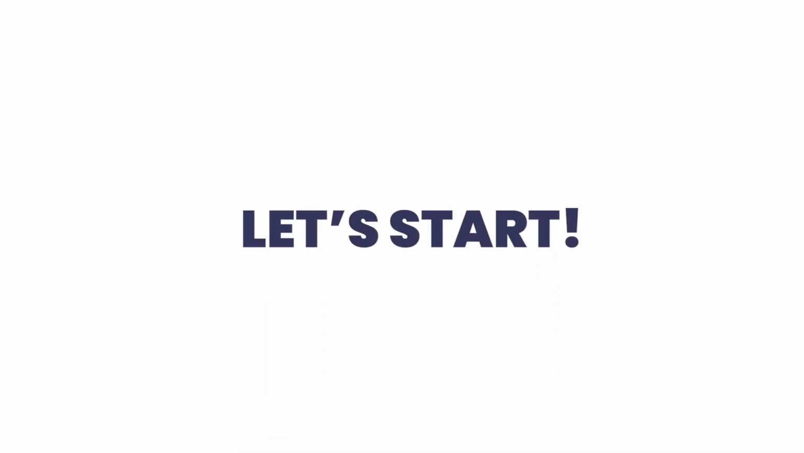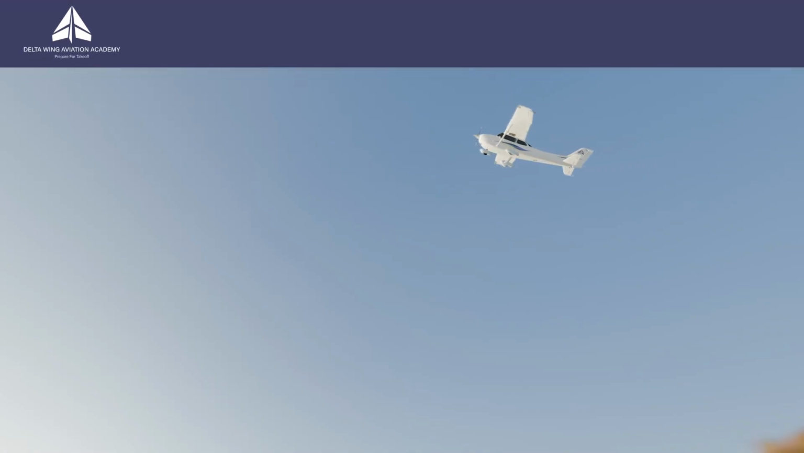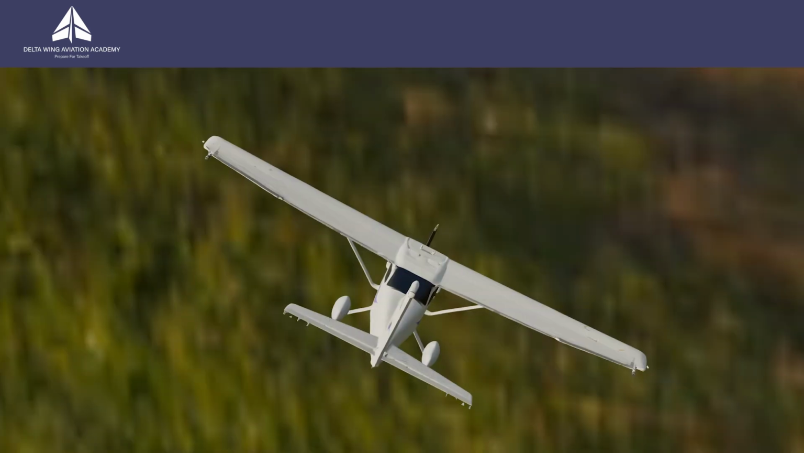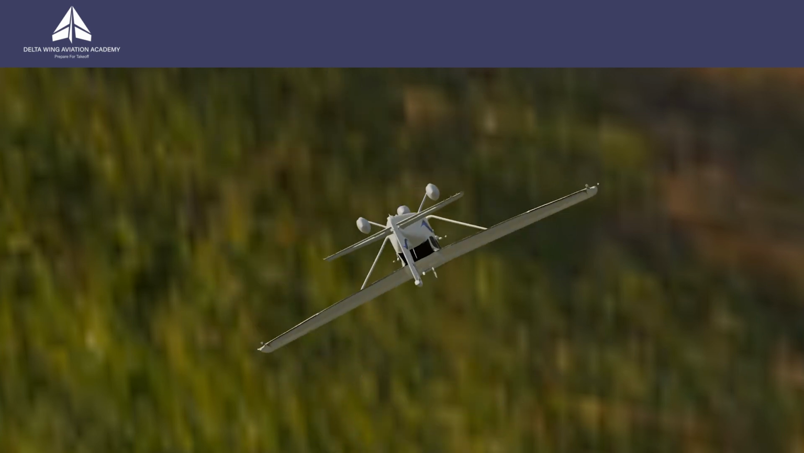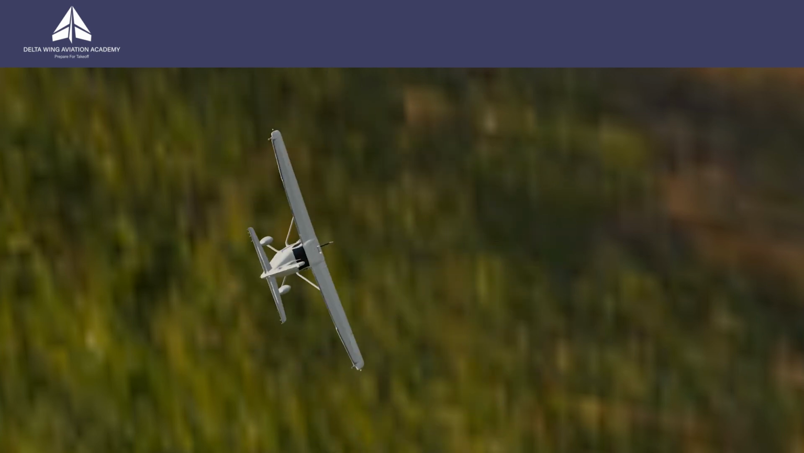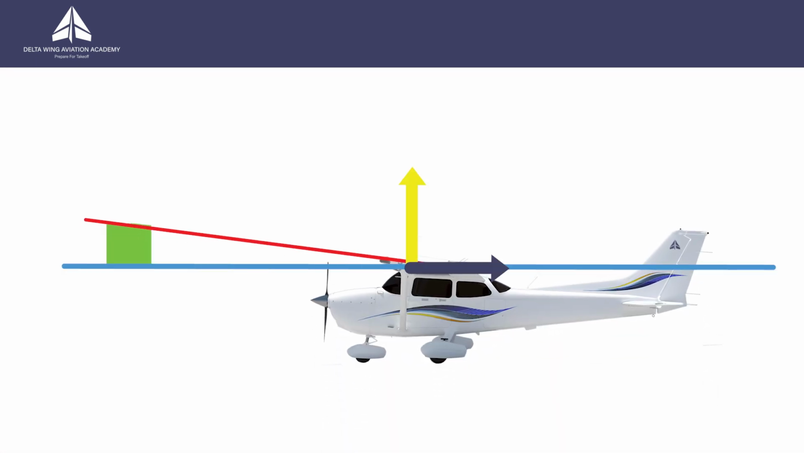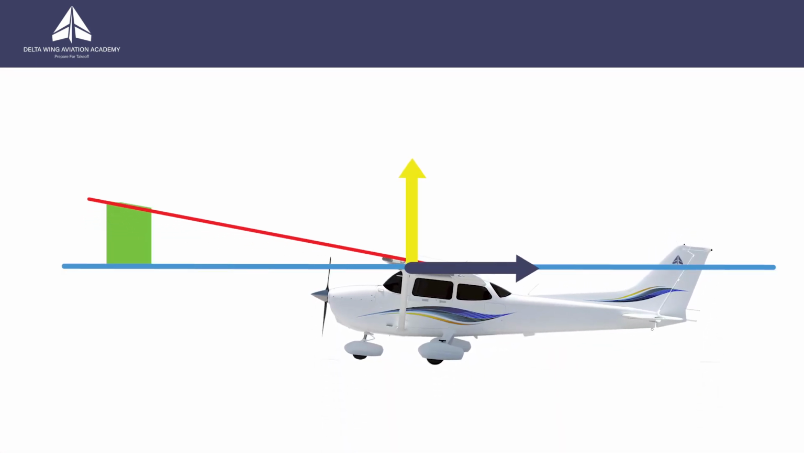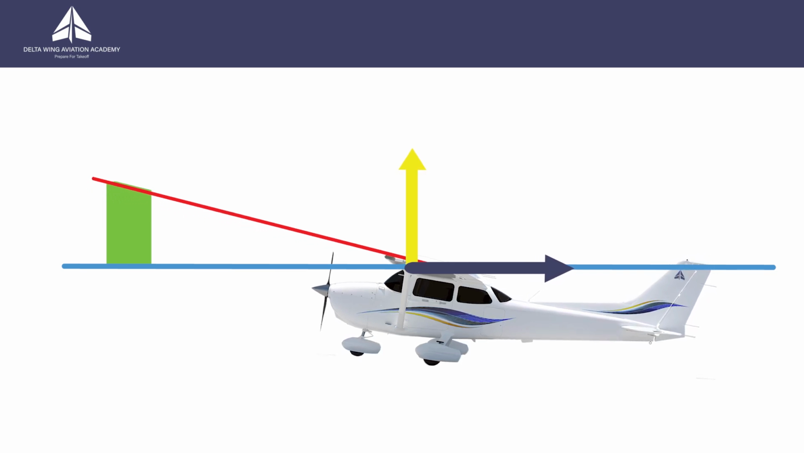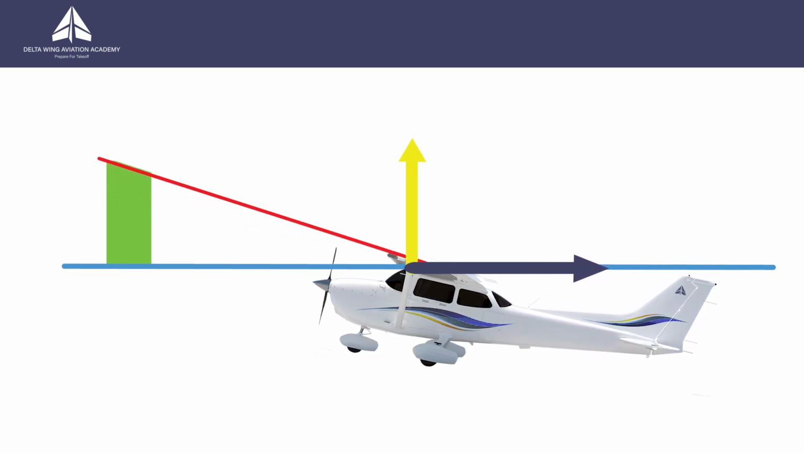Let's start. By definition, a spin is an aggravated stall that results in auto-rotation that may develop into something that looks like this. When viewed from above, the airplane has a high rate of rotation about a vertical spin axis. Every spin starts with a stall. Every airplane will enter a stall when its angle of attack is increased beyond the critical angle of attack.